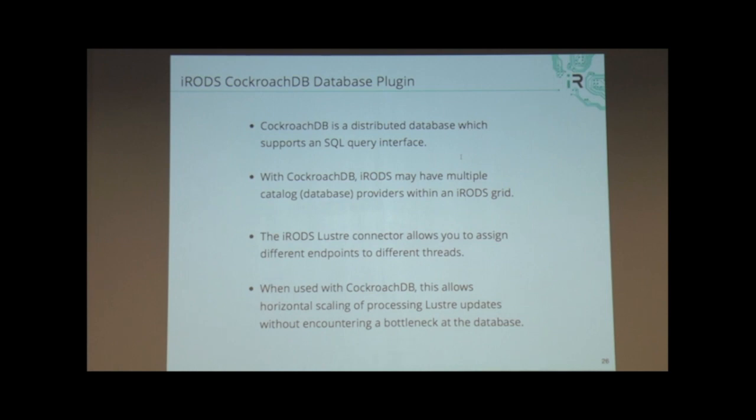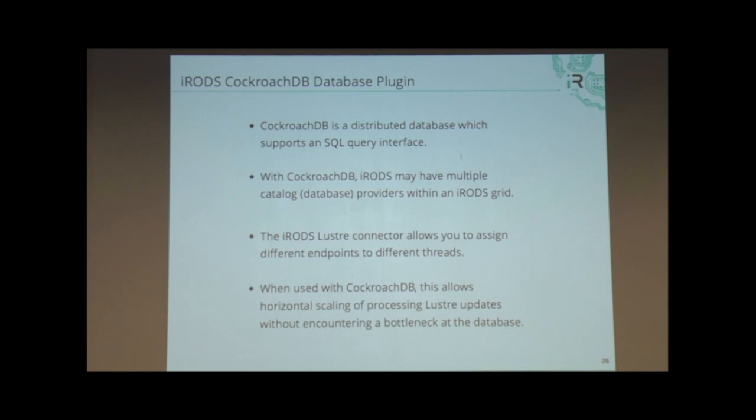Okay, so Cockroach was the latest database plugin that we've written for iRODS. It's a distributed database, but it supports an SQL-like interface. With Cockroach, you can now have multiple catalog service providers. The catalog is the resource within iRODS that has the connection to the database. That used to only be one resource that could be the catalog service provider. But with Cockroach and some changes within iRODS, you can now have multiple catalog service providers.